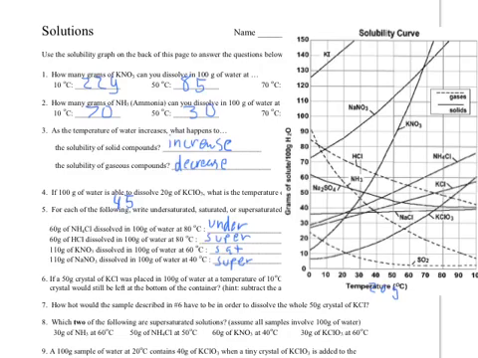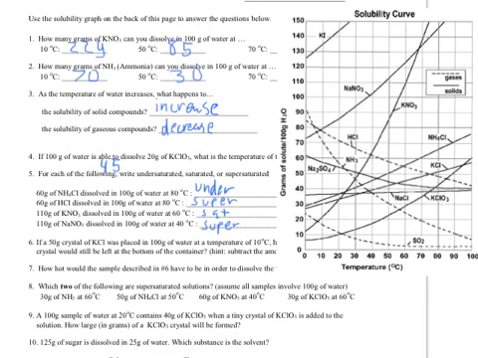The next question says, how hot would the sample have to be to dissolve all of it? So in other words, at what temperature would I dissolve 50 grams of KCl? So here's 50. I would have to get it to, it looks like about 75 degrees. At 75 degrees, that's what would happen.